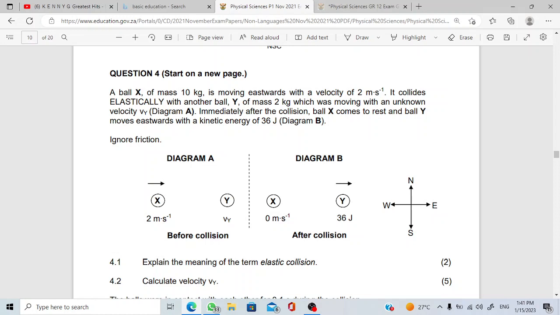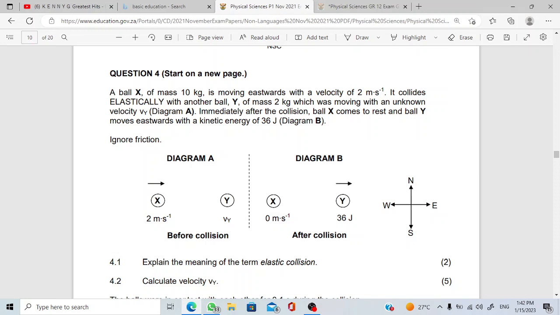Okay, this question is from the November 2021 question paper. Now it says ball X of mass 10 kg is moving eastwards with a velocity of 2 meters per second. If you can take note here, they gave you directions. East is to the right, west to the left, north up and south down. Now they say it collides elastically.